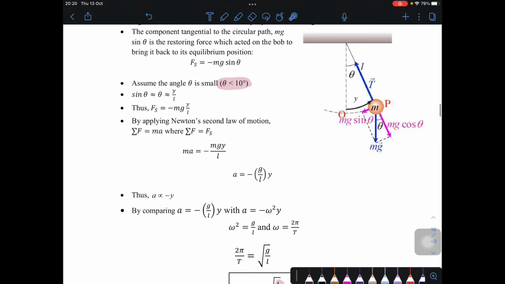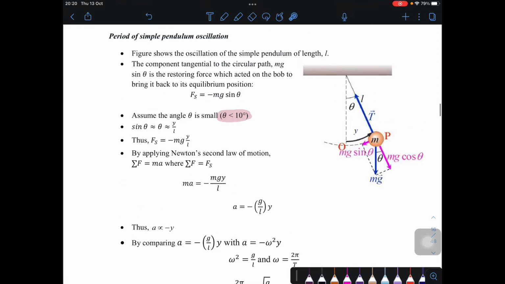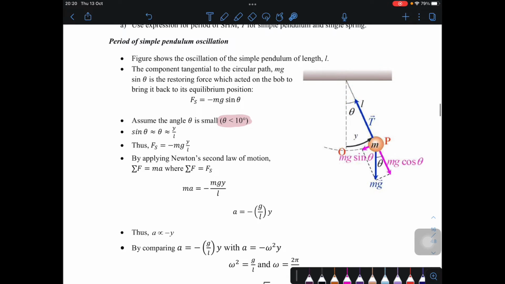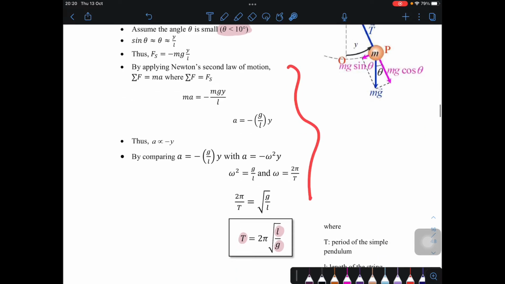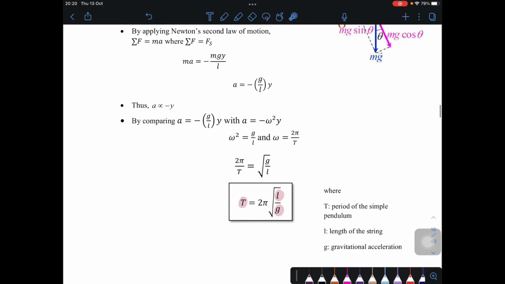So this one is under a condition that the angle is released at an angle less than 10 degree, which is what you have done before in experiment 5, di mana kita release pendulum tu below than 10 degree. So this is just the derivation of the formula, tapi you don't need to know, so you just need to use this formula only untuk pendulum.